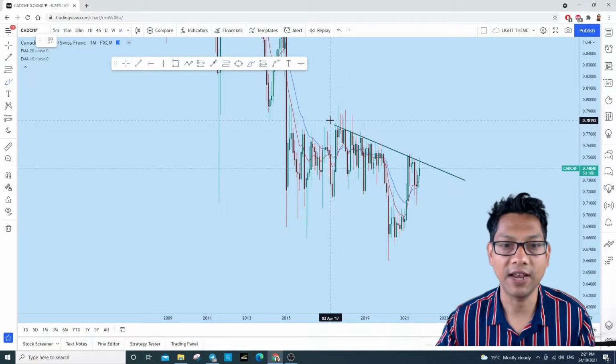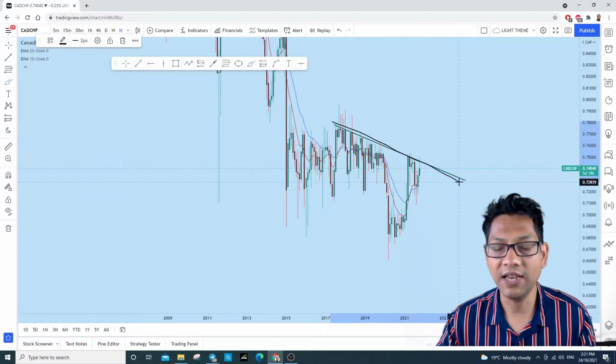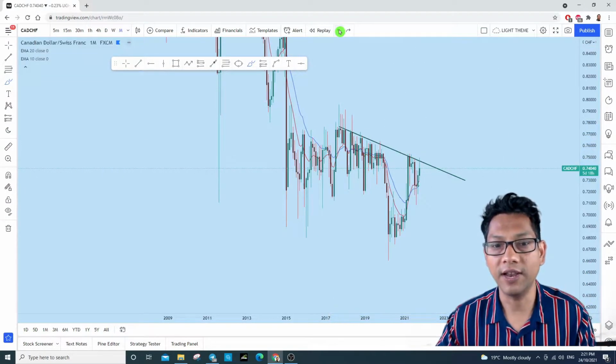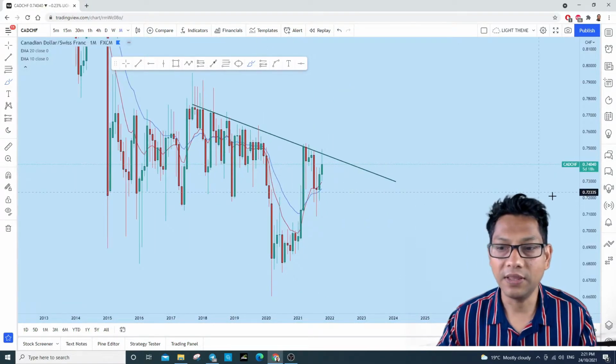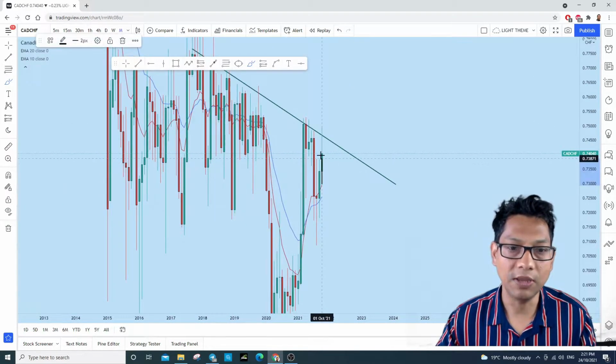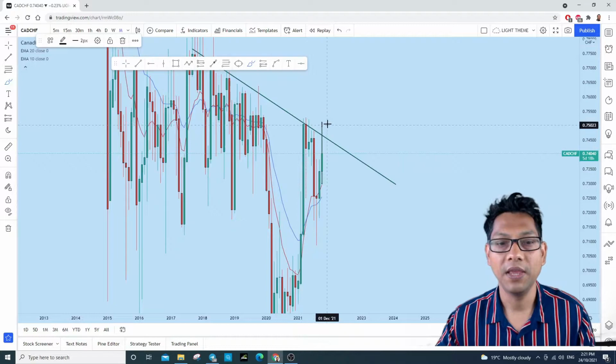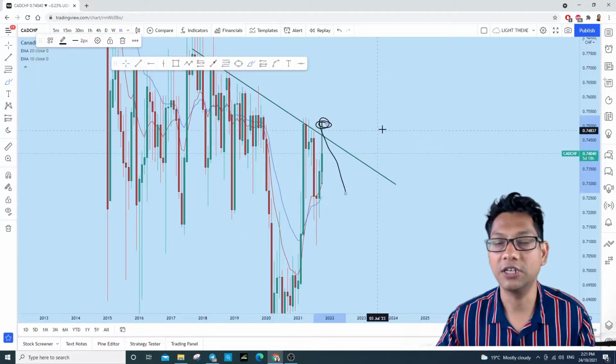If you draw this trend line, what do you see? The price has created a strong downward trend here. Now what happened this current month? You see that the price broke this trend line above and then strongly rejected to the downside.